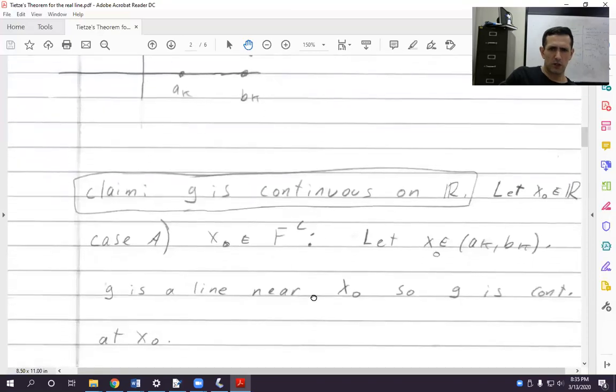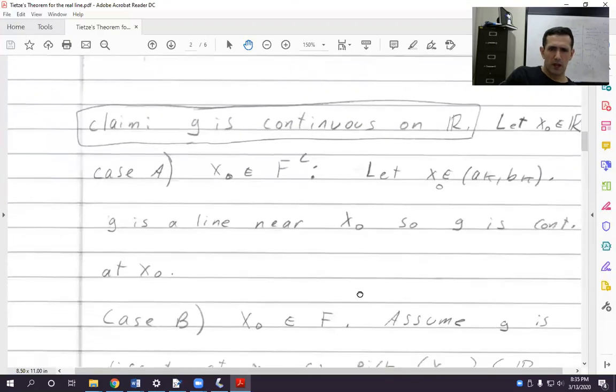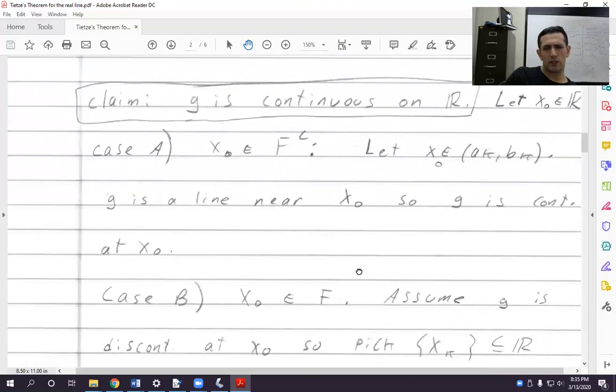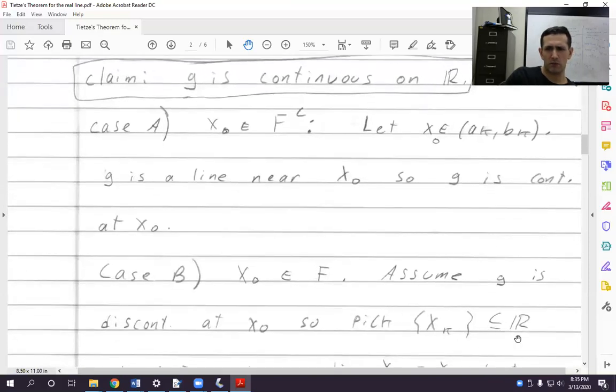Okay, so let's look at the not so easy case where x_0 is in F. And the easiest thing to do is assume g is discontinuous at x_0. So from 511, basic analysis, it's equivalent to saying that we can pick a sequence of real numbers. g is defined on R.